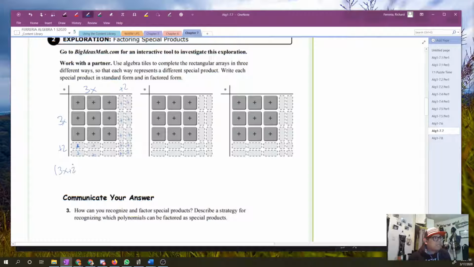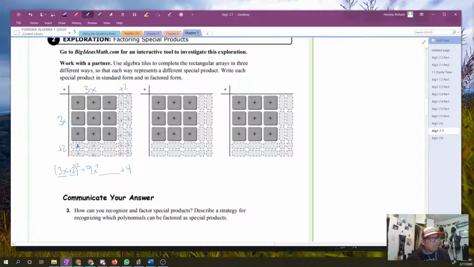3x plus 2 squared. Well, the first term and last term are pretty easy. That's just 3x times 3x is 9x squared. I'm going to leave a big blank over here. 2 times 2 is plus 4. And in the middle here, what we're going to get is, well, we can just count it.